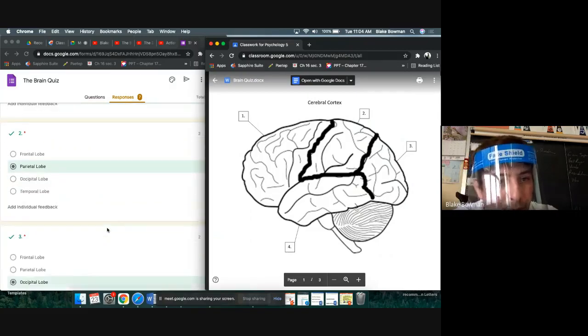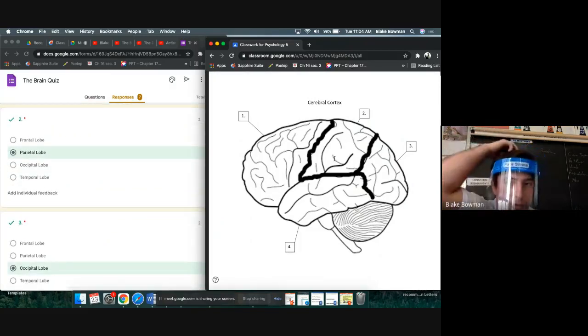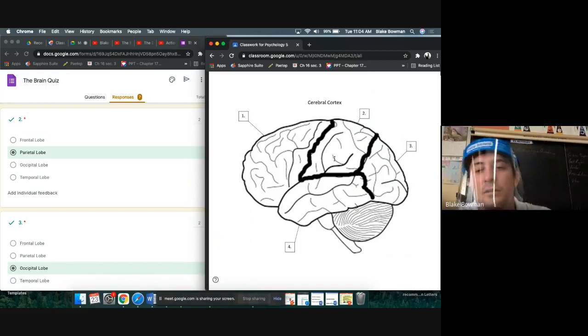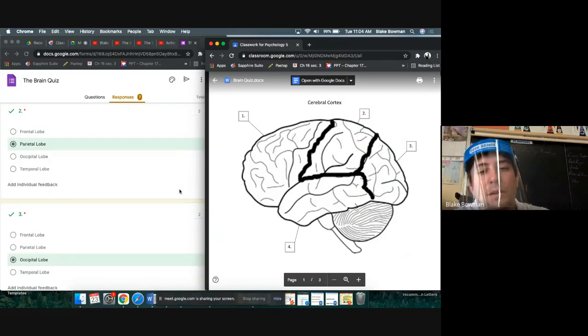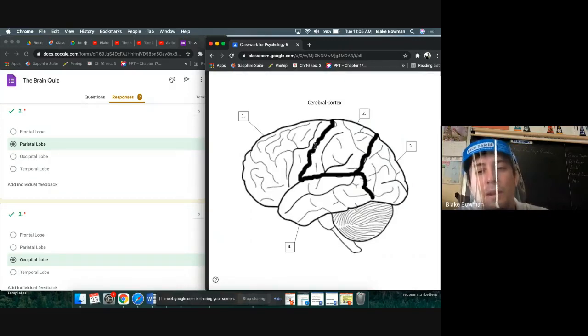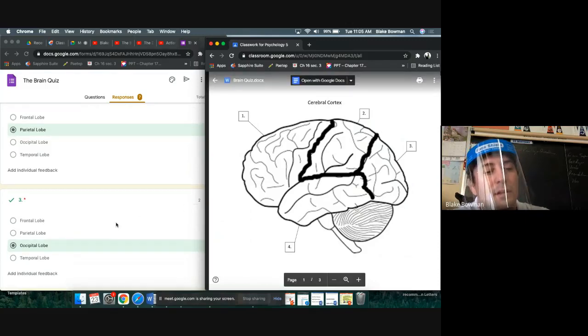Two, parietal lobe, right on top of the brain, right behind the frontal lobe. We talked about that with mathematical reasoning. Also some sensation is located there. We'll talk about the central cortex or sensory cortex. And we know the motor cortex is located right along this fissure as well, separating the two lobes, with different types of movements, things like that.